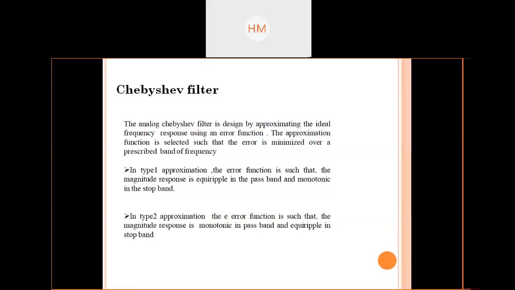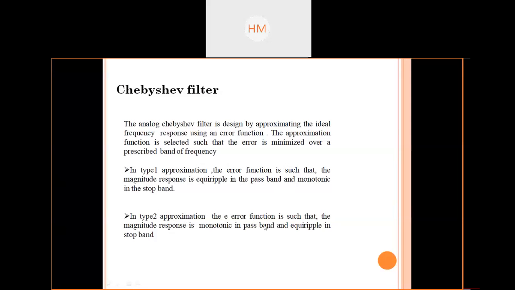It is known as a flat filter because ripples are not shown in the pass band region as well as in the stop band region, but here ripples are shown somewhere. It's equiripple in the pass band and no ripples in the stop band, and sometimes it is monotonic in the pass band and equiripple in the stop band. So type 1 approximation shows equiripple in the pass band and monotonic in the stop band.